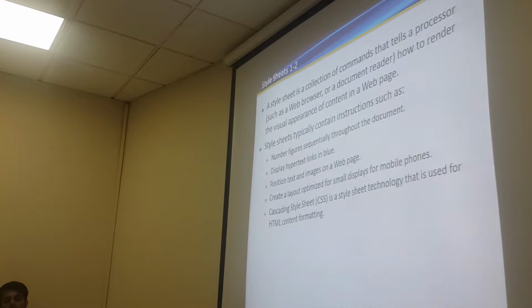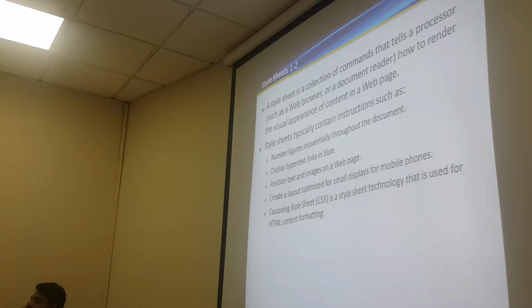Number figures sequentially throughout the document. Now this is a little typical to understand because in XML there can be multiple nodes. There can be multiple hierarchies. Like in the last class you did breakfast, then under breakfast there is food, and under food there are again multiple tags. It can be that your tag starts from food itself.